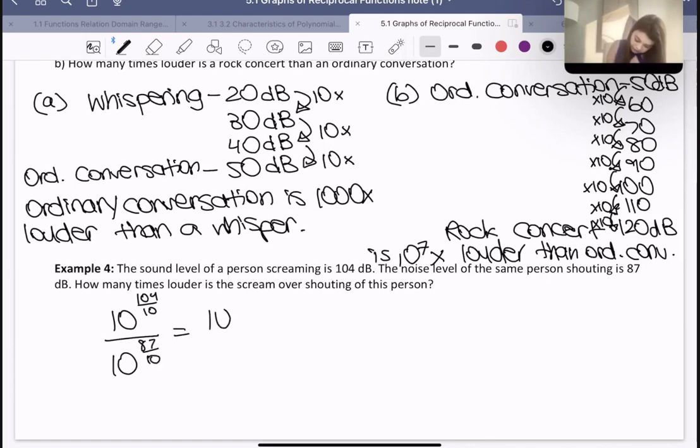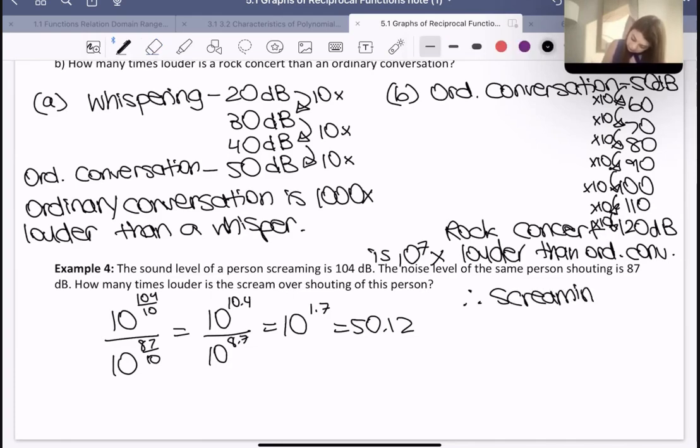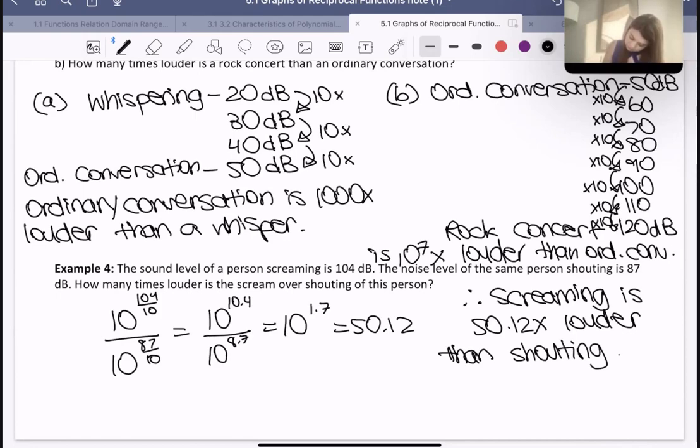So that is 10 to the power of 10.4 over 10 to the power of 8.7, which is 10 to the power of 1.7, which is 50.12. So therefore, the screaming, because screaming's the louder one, for this person at least, is 50.12 times louder than shouting, which is interesting. I would have thought it wouldn't have been that much, but that's a lot. Good. Okay, very good.